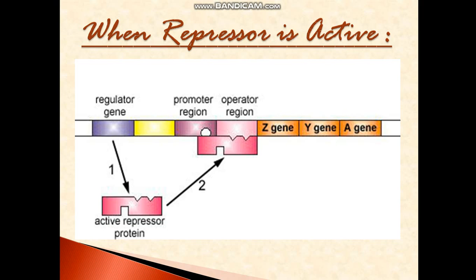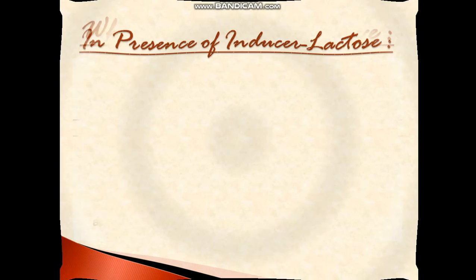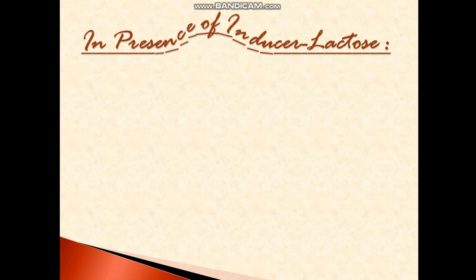Okay. I hope everyone understood this when the repressor is active. Now what happens actually when the repressor is not active? That means we have an inducer, lactose, present. Now the concept of lactose or inducer I will introduce to you.